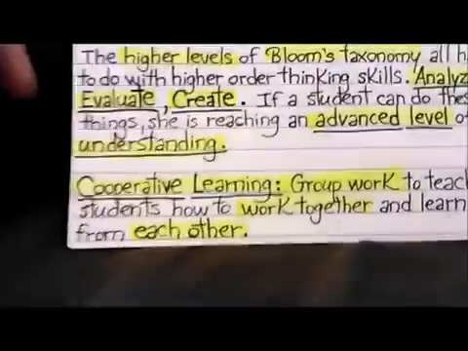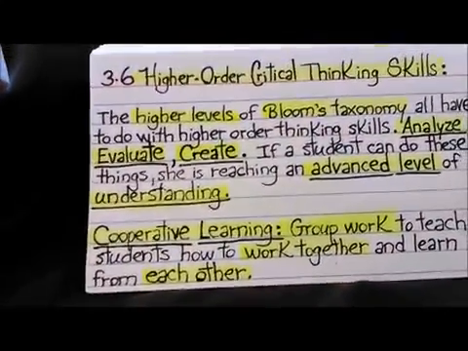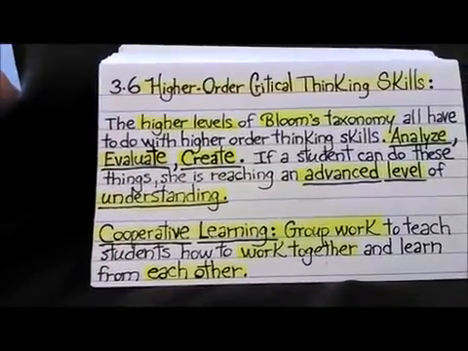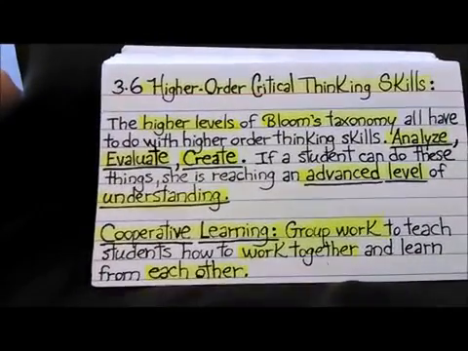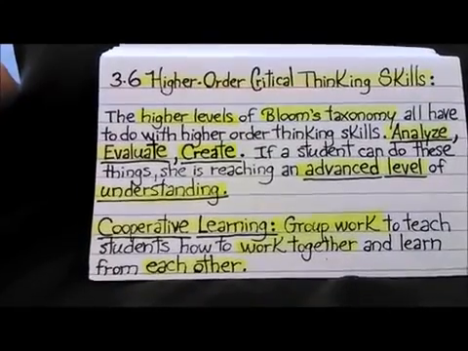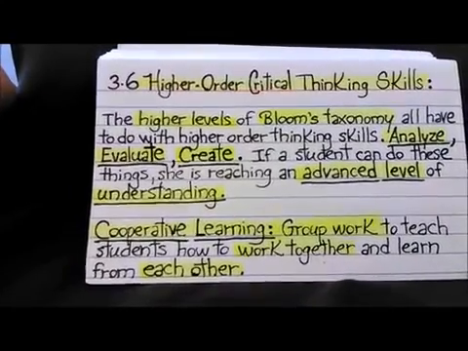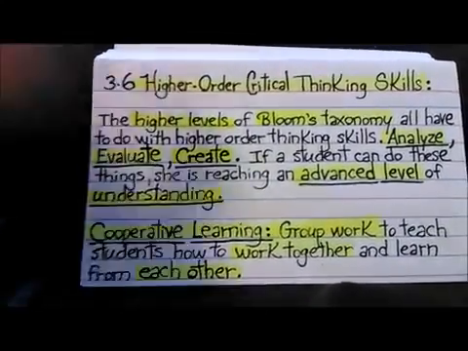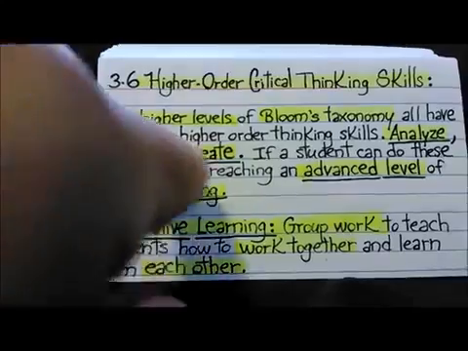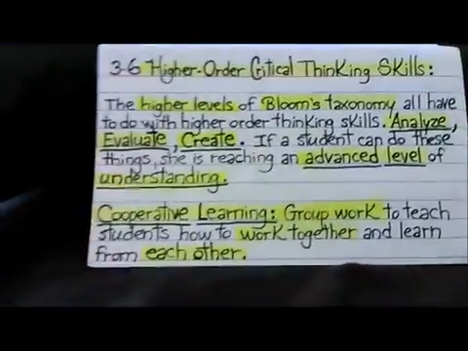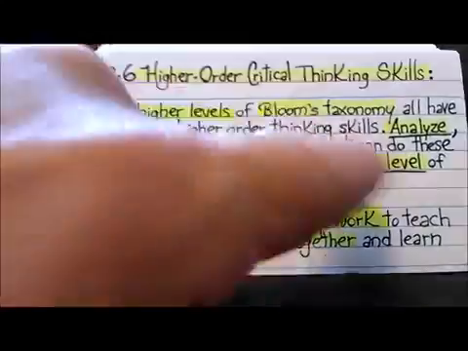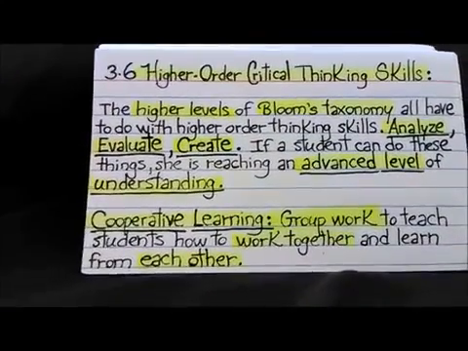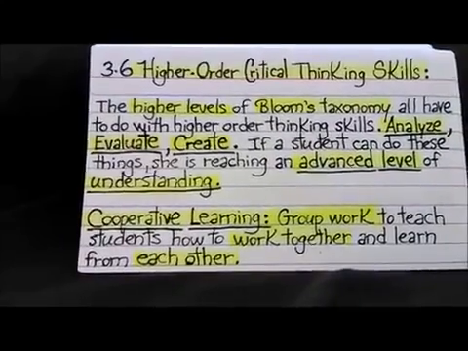3.6. Higher order critical thinking skills. The higher levels of Bloom's taxonomy all have to do with higher order thinking skills. Analyze, evaluate, and create. Those are the higher ones, and create is the highest. If a student can do these things, she or he is reaching an advanced level of understanding.